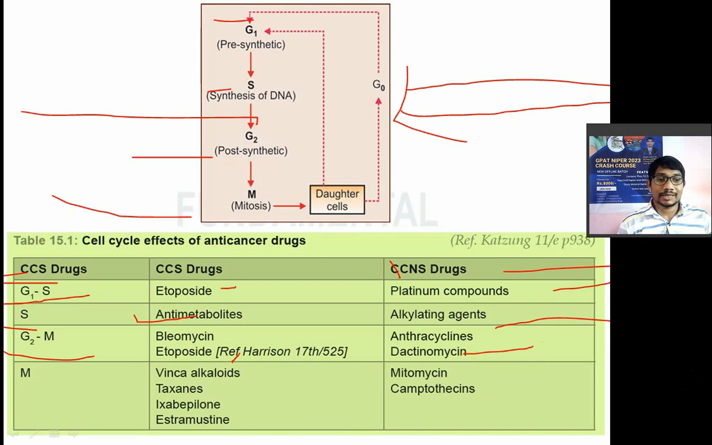Now, what are the examples of drugs that affect the M phase, mitosis phase of the cell cycle? So in that, cell cycle specific drugs are nothing but the vinca alkaloids, taxanes, then ixabepilone and estramustine. Now cell cycle non-specific drugs, for example, in that you have mitomycin and camptothecin. So these are the drugs. You have to remember this classification. Cell cycle effect of anti-cancer drugs.